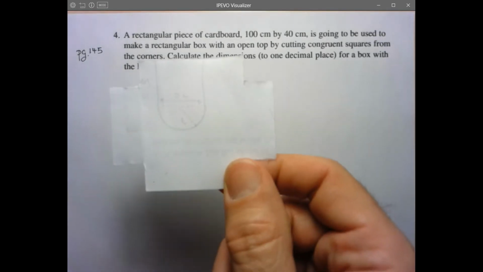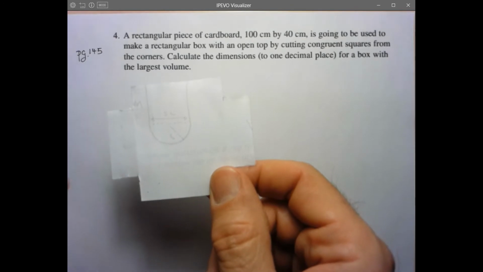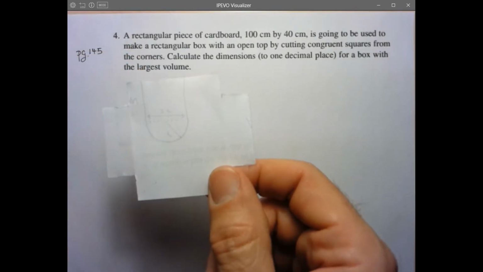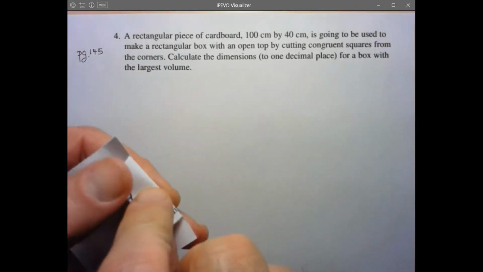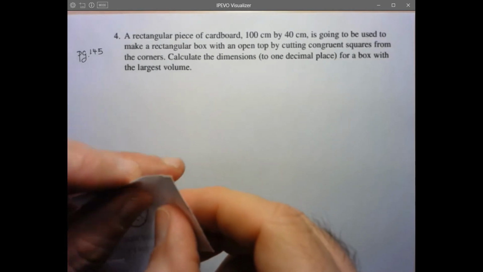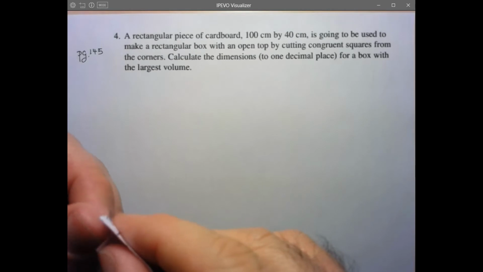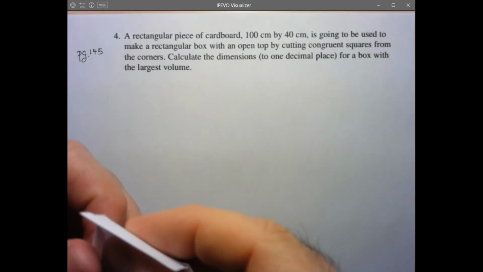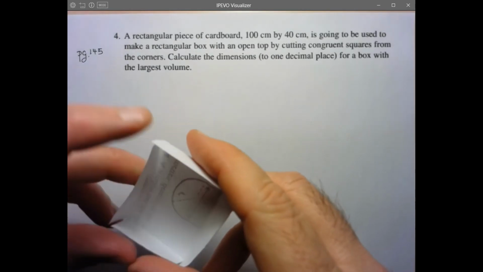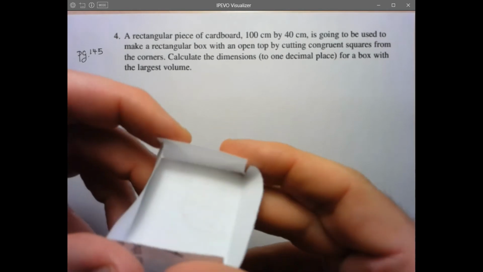So this is kind of a representation here of what we have. You notice I've cut off equally sized squares, and what we're going to do is just fold up the sides. Okay, and once we do that, we're going to have an open top box.